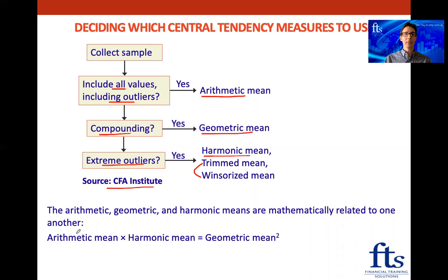I don't think this last point is very important at all, because there's no calculations needed for this, but it's just an interesting fact that the arithmetic, the geometric, and the harmonic means are mathematically related to one another. If we take the arithmetic mean and multiply it by the harmonic mean, it's the same as the geometric mean squared. We don't have to go to all the detail of that. It's just a mathematical fact.